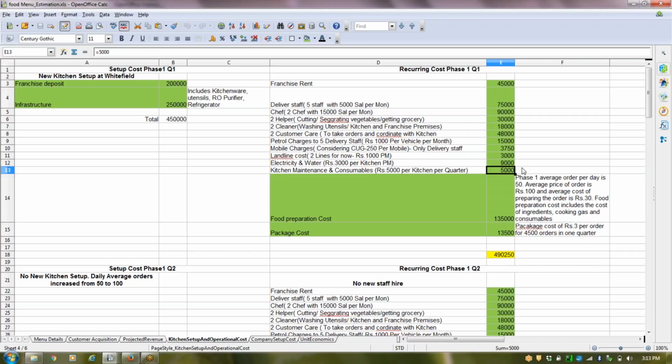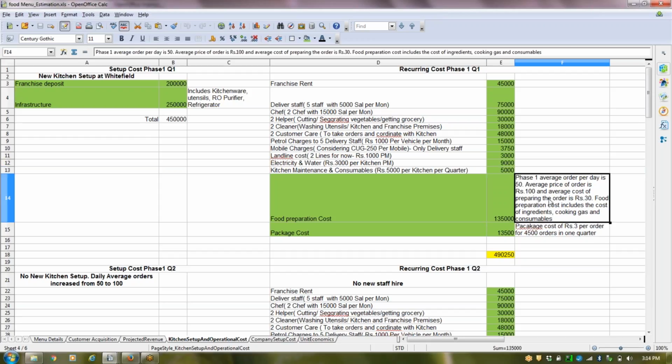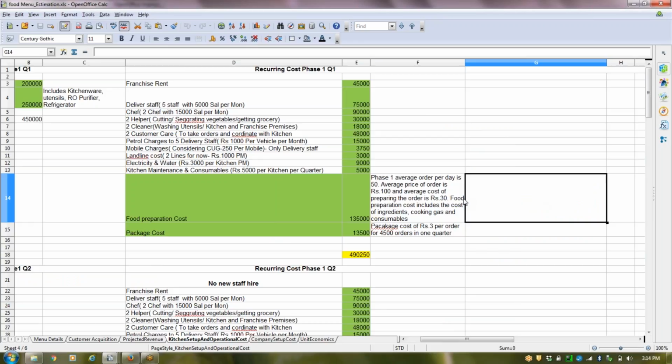You know, the dishwashing detergent, some liquids like that, and certain utensils will have to be replaced, they will be broken. So all this has to be accounted for. Now, what did this food preparation cost come from? You can see over here.